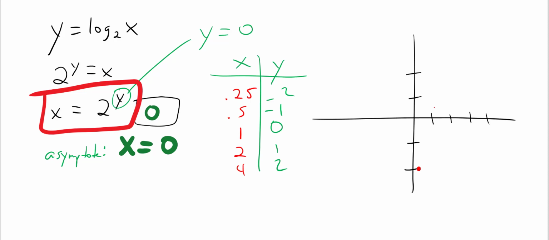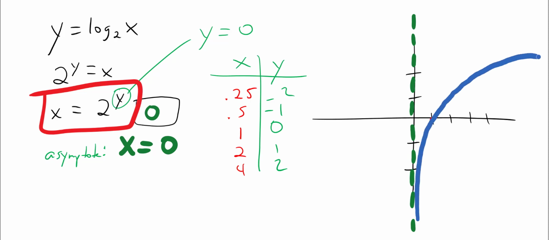Oh, you know what? What should I do really first here, guys? I need to draw in the asymptote. It makes it a lot easier. So x equals 0. Remember, it's a vertical line. So that means it's never going to cross that line. Okay. So 0.5, negative 1, right here. 1 comma 0, 2 comma 1, and 4 comma 2. So what this graph is going to look like is this. It's going to hug that asymptote. That's what log graphs actually look like. Okay, that's it.